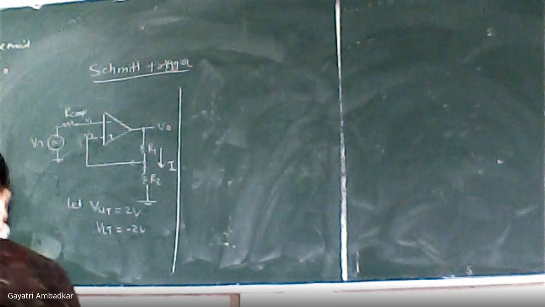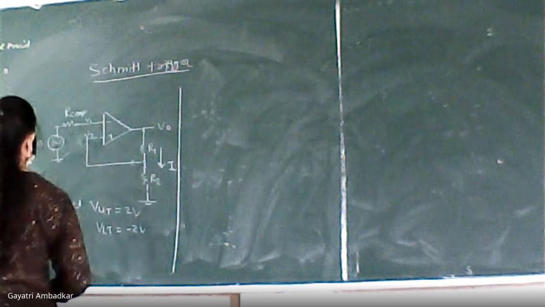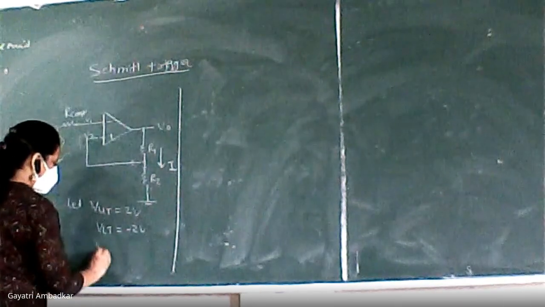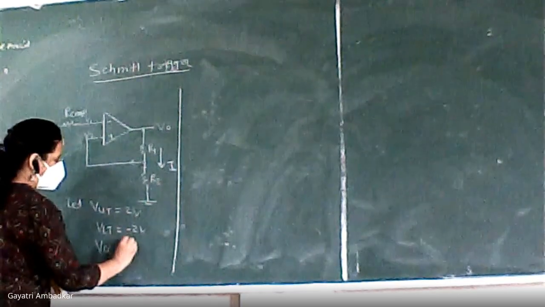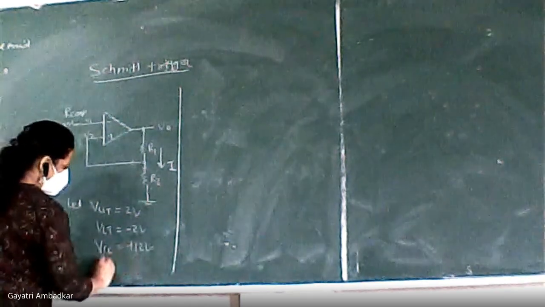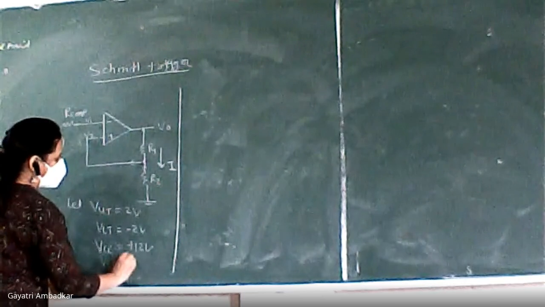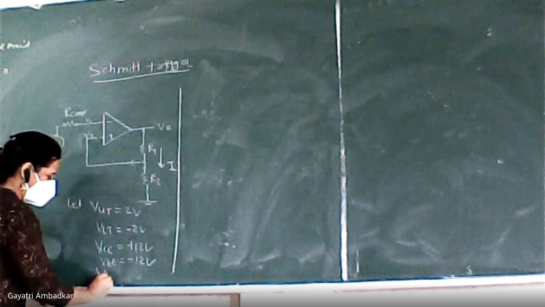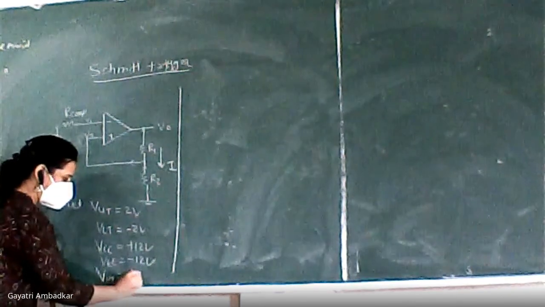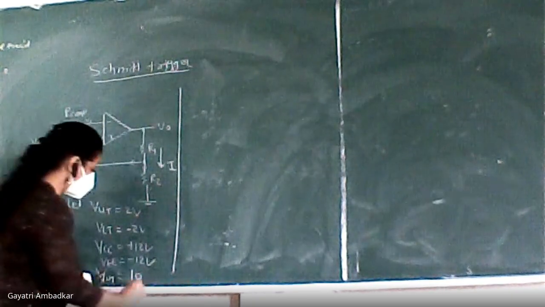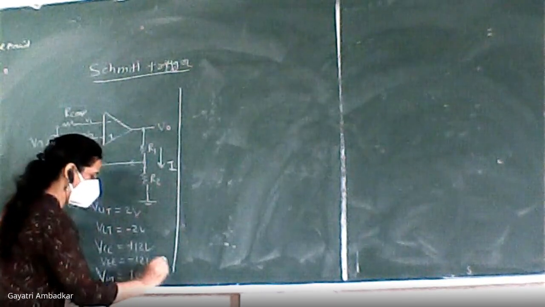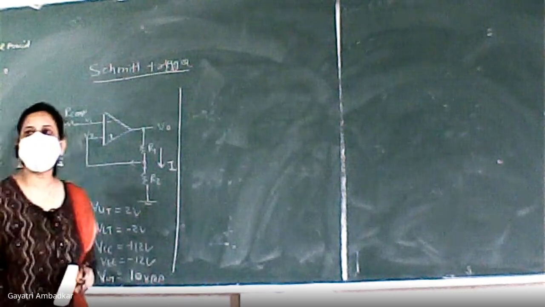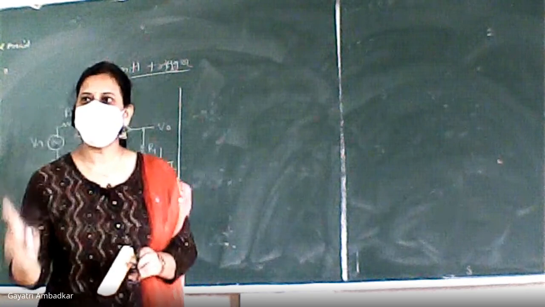So what is given in the problem? VUT is 2 volt, VLT is minus 2 volt, supply voltage VCC equal to plus 12 volt, VEE is equal to minus 12 volt. What more is given? Input Vin is 10 volt peak to peak. I told you what is peak and what is peak to peak. Is it 10 volt? Okay.